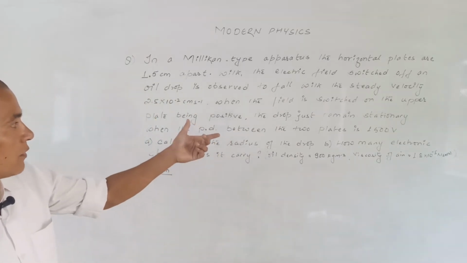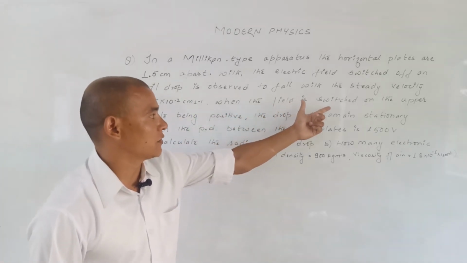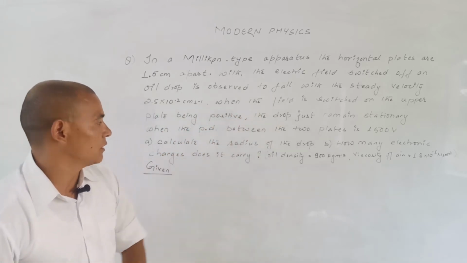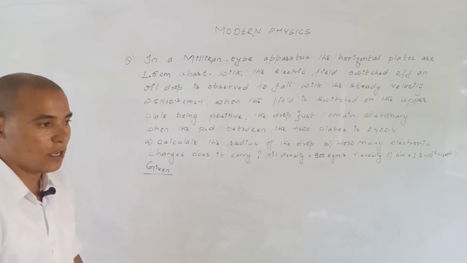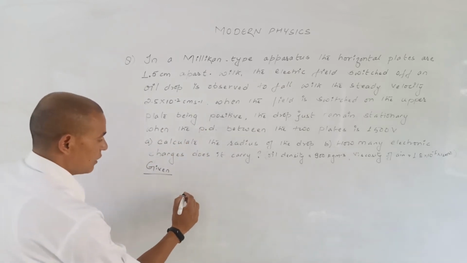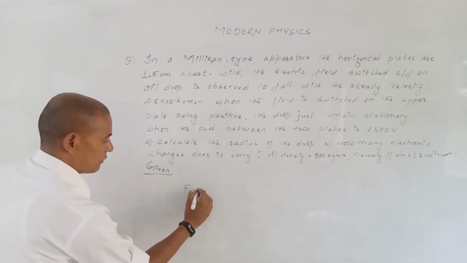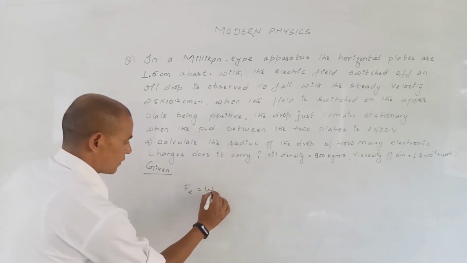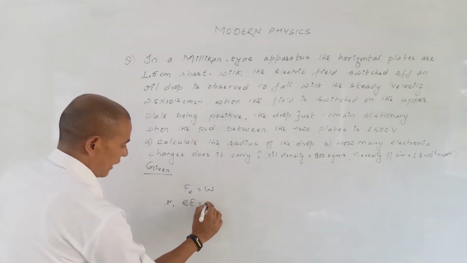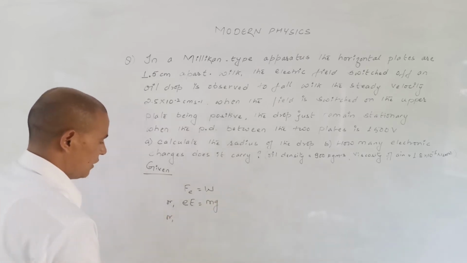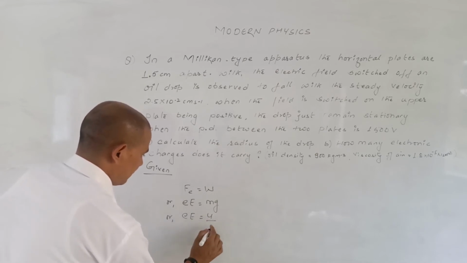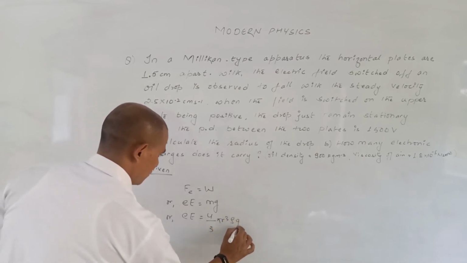Again, the second part of this question says, when the electric field is switched on, the upper plate being positive, the drop just remains stationary. That means the force acting upward is equal to the force acting downward. The force acting upward, the force due to the electric field, is equal to the weight. So we can write E times q equals weight, that is mg, so that will be E q equals 4 by 3 pi r cube rho g.